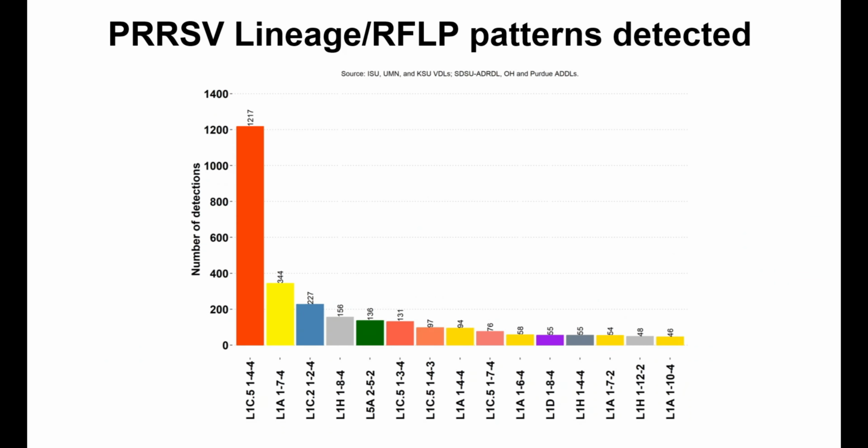Then the third chart that we have in the SDRS is the PRRSV lineage and RFLP patterns detected throughout the year. This is a cumulative count from the respective year that we are analyzing. With this, you can see which sequence is more frequently detected in the SDRS. This combines the lineage and the RFLP that result from the sequences we receive from the VDLs, and then we can make this cumulative count throughout the year.